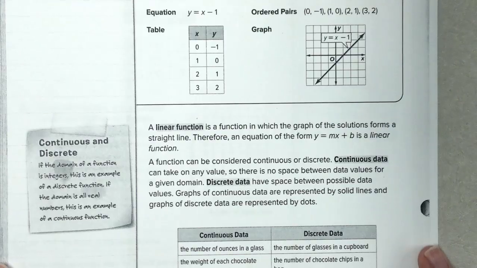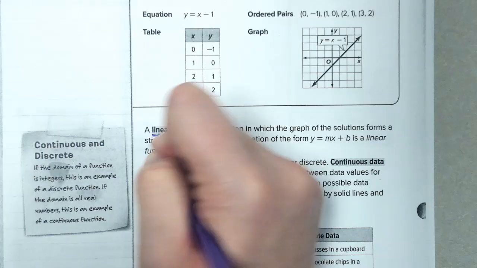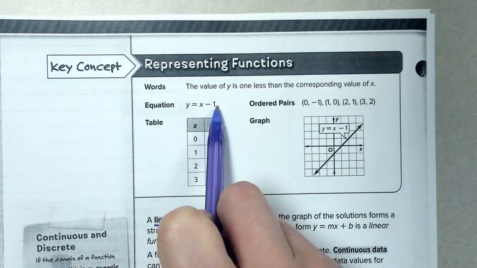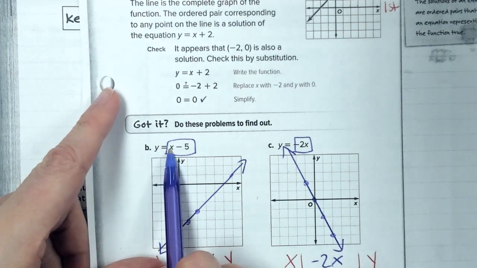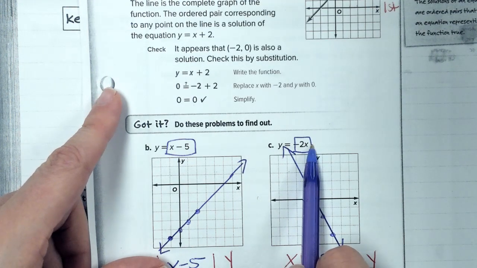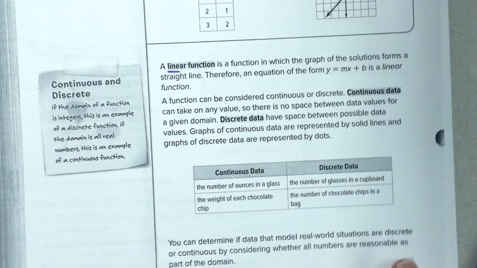Okay? So it says a linear function is a function in which the graph of the solution forms a straight line. You guys know that. Linear means line. Therefore, an equation of the form y equals mx plus b is a linear function. We've had that so far. Y equals mx plus b. Even on these, y equals mx, and really the b value was 0 there. That means that's just going to be a proportional linear equation. It's going to go through the origin.